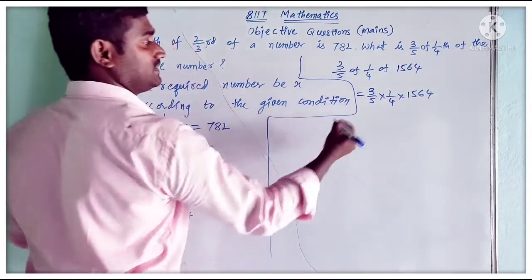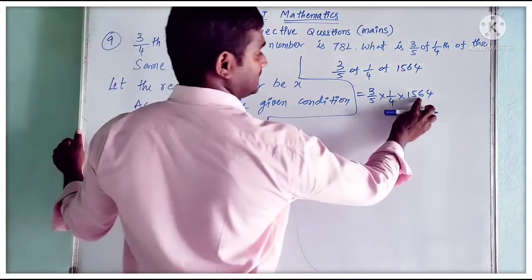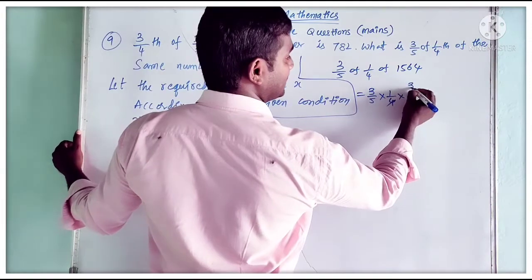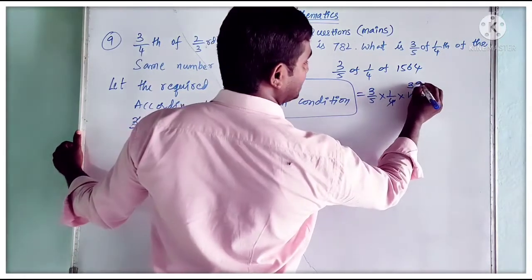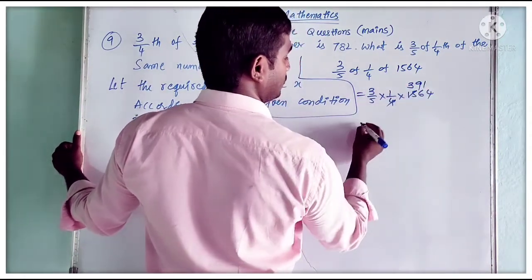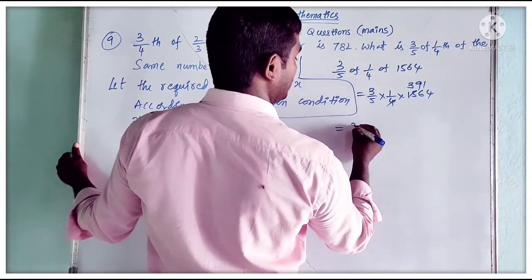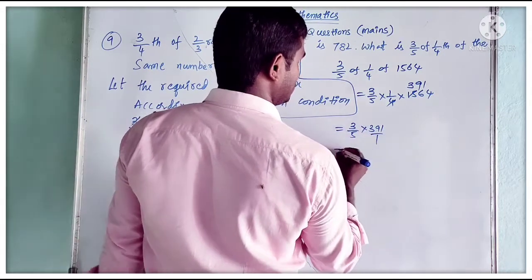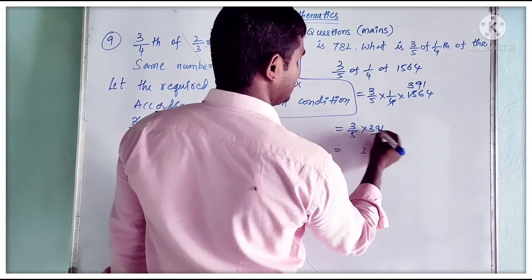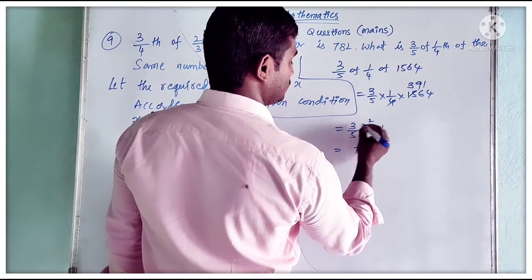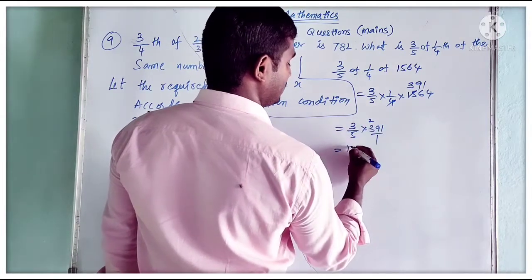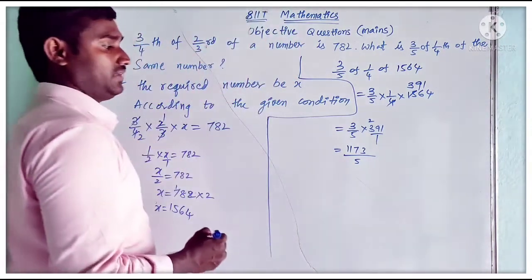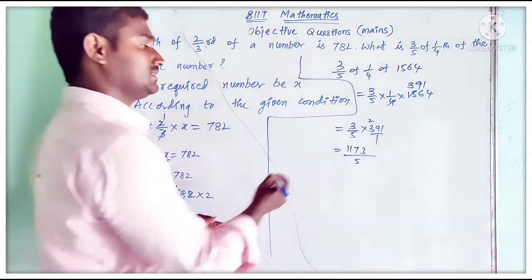So we need to simplify this as 3 by 5 into 1 by 4 into 1564. Check whether any cancellation is possible. Yes, 64 we have, we can cancel in the 4 table. 4 ones are 4, 4 threes are 12, 4 nines are 36, so 391. So that is 3 by 5 into 391, with nothing in the denominator, 1. 3 ones are 3, 3 nines are 27, 3 threes are 9, 11, so 1173 by 5.